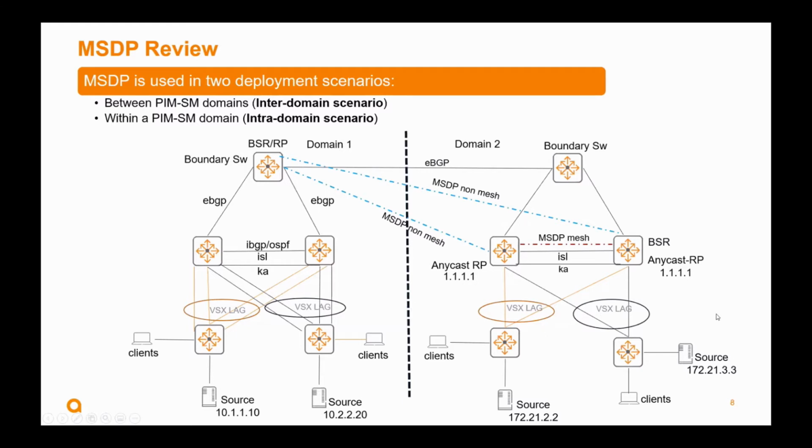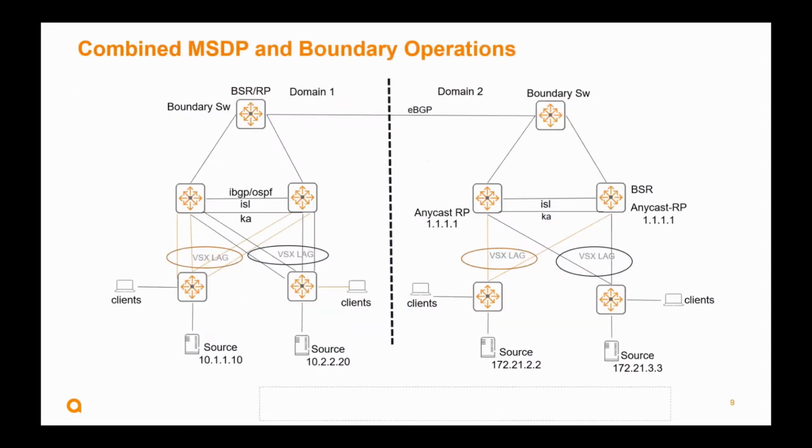Now, let's take that and build a little bit more on top of that. That was just a quick, in a nutshell, overview of MSDP. What is MSDP doing? It is the mechanism for us to achieve communication for multicast, if you want to share multicast traffic across the domains. Let's combine MSDP and boundary operations.